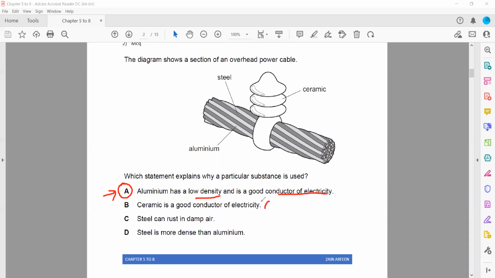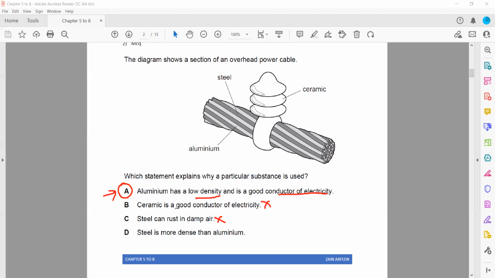Ceramic is not a conductor, it is an insulator. Steel can rust in damp air, but that is not the reason why steel is used. And steel is more dense than aluminum. That is also true, but that is not the reason. Because steel has a greater strength, we use aluminum cables. Always you will find a steel core so that it will make it stronger.